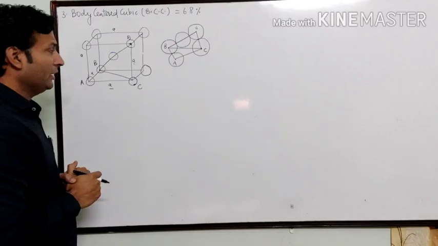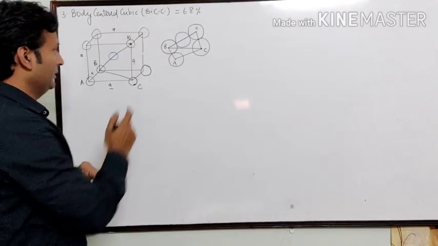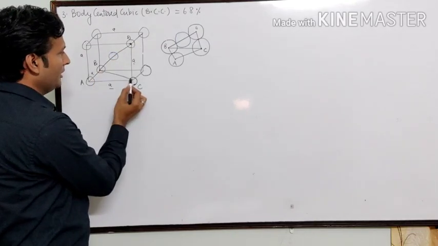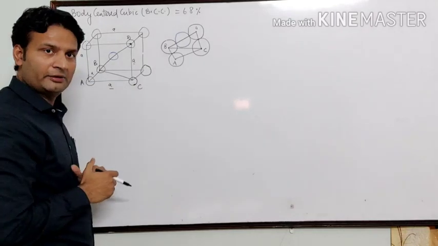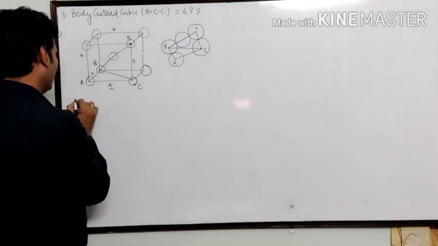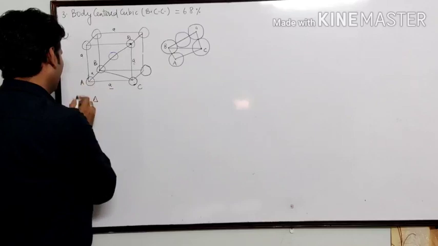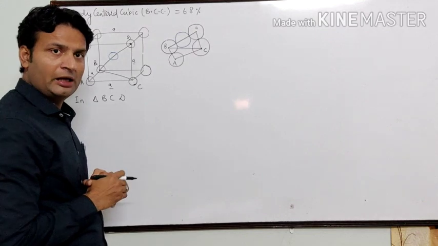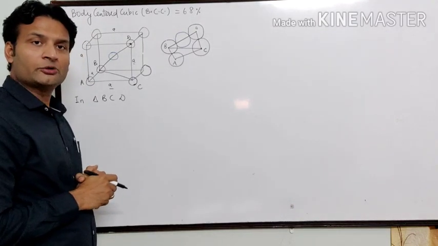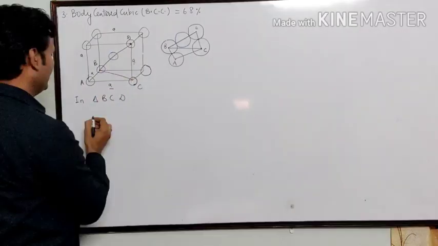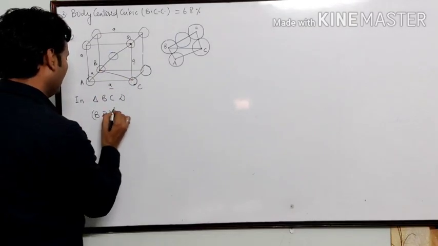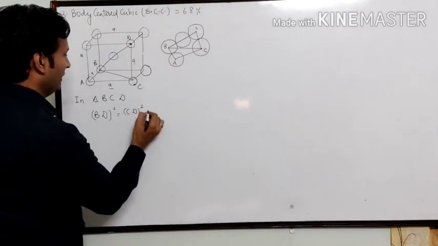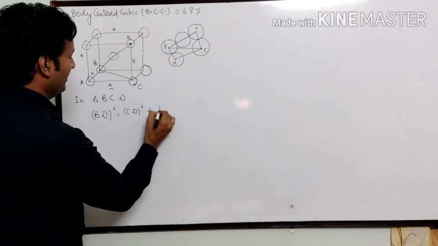Okay, now we have to consider two triangles. The first triangle is B, C and D. In BCD the corner particle and center particle are covered. Okay, let's start with triangle BCD. According to the Pythagoras equation, hypotenuse square is equal to height square plus base square. Hypotenuse B to D, that is BD square. Now height is CD square and the base is BC square.